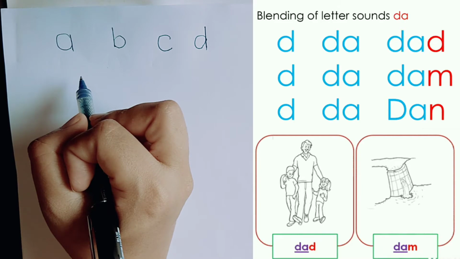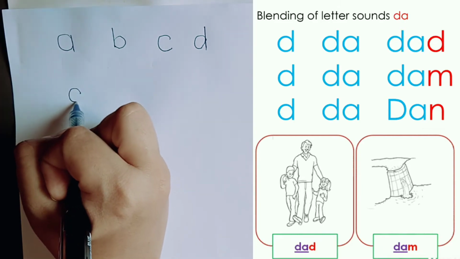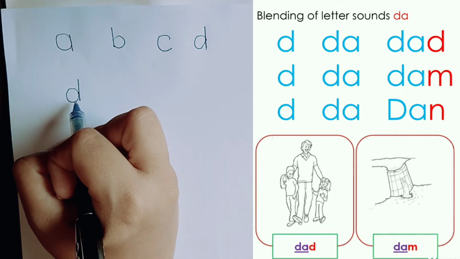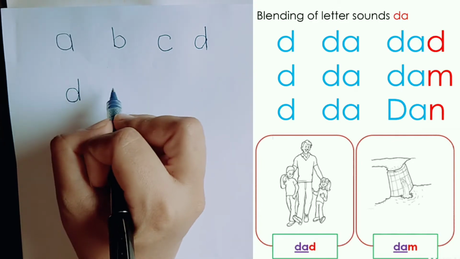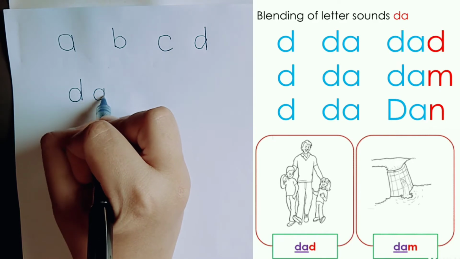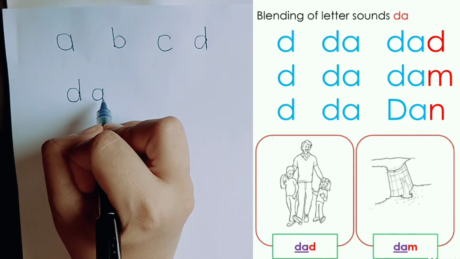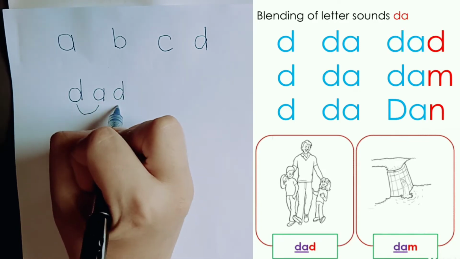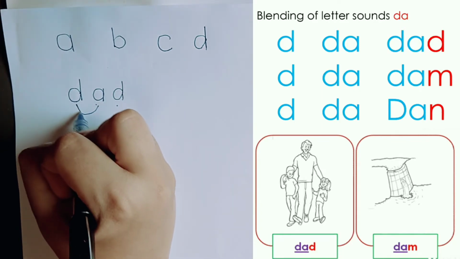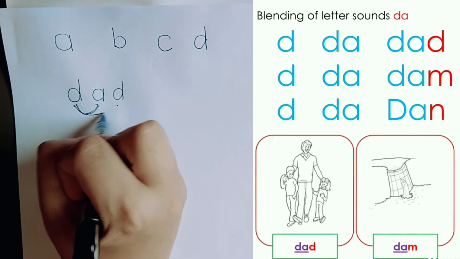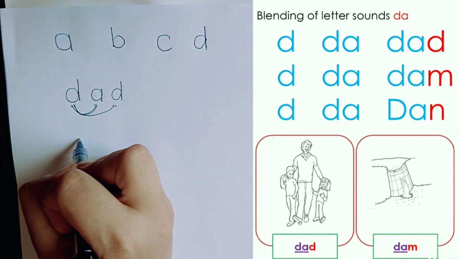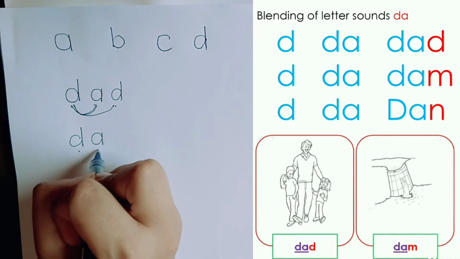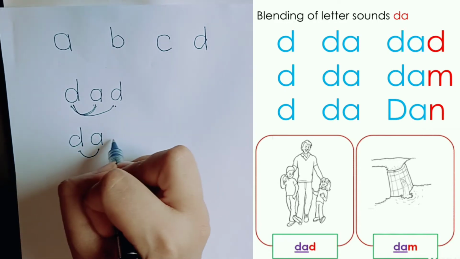Now D. This is letter D and the sound is D, D. This is D, A, D, A, da, D, D, A, da, D, dad. D, A, D, A, da.